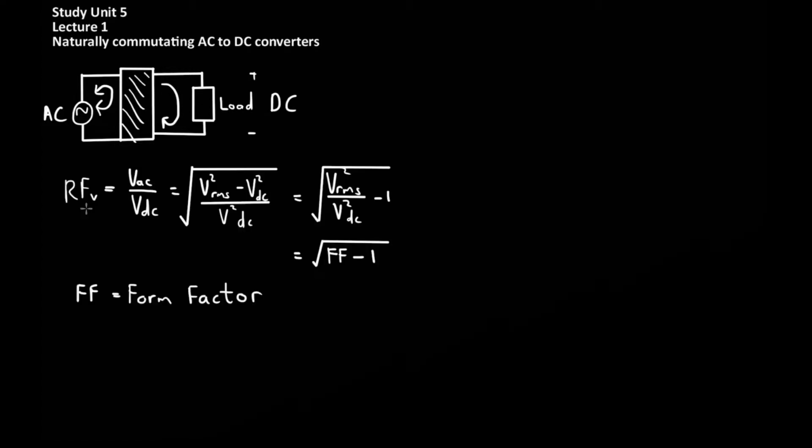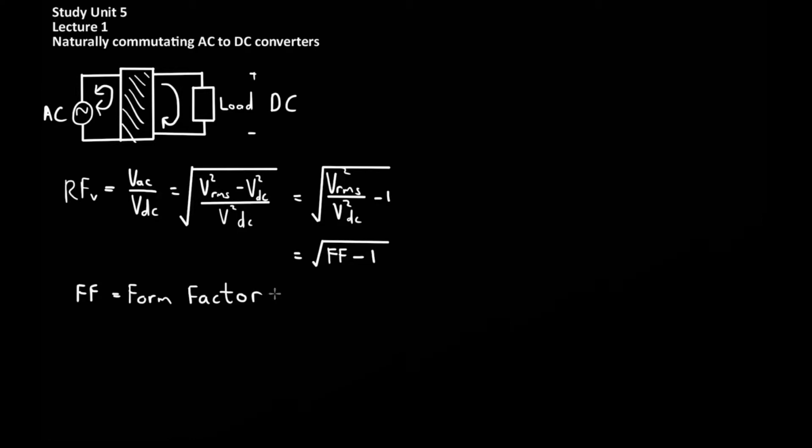A useful way to measure the quality of this conversion process is to look at the ripple factor on the DC current, and this is defined as the AC input divided by the DC output, and can be expressed by the square root of V squared RMS minus V squared DC, divided by the DC voltage squared, which simplifies to the square root of FF squared minus 1, where FF is the form factor of the converting network.